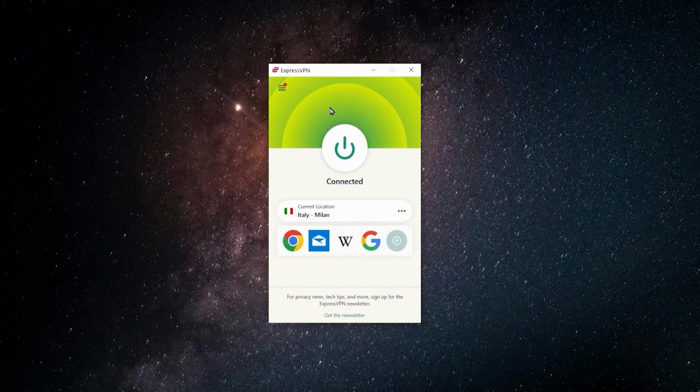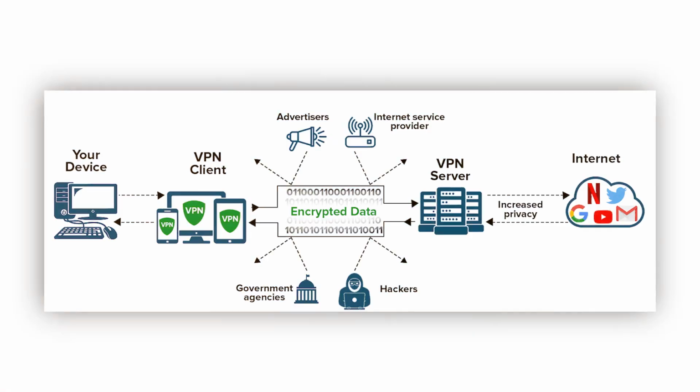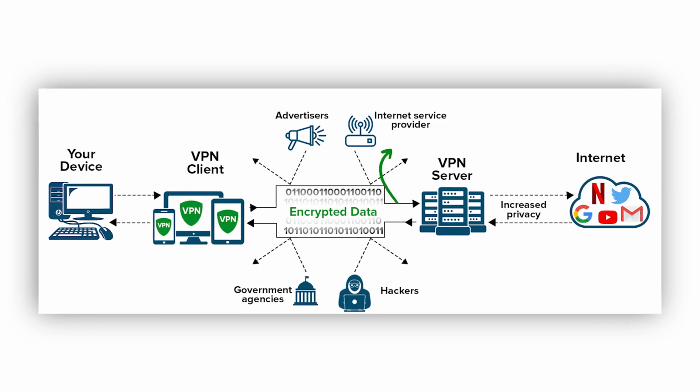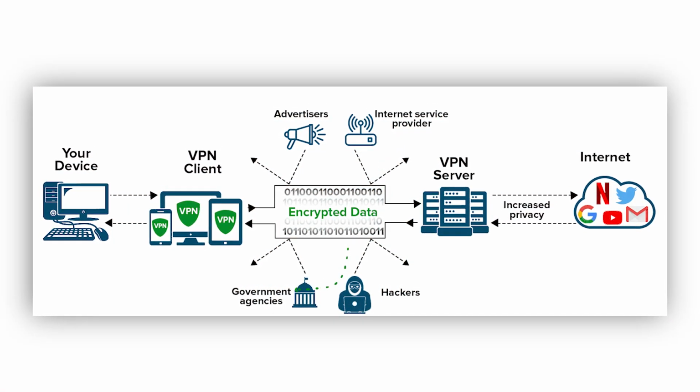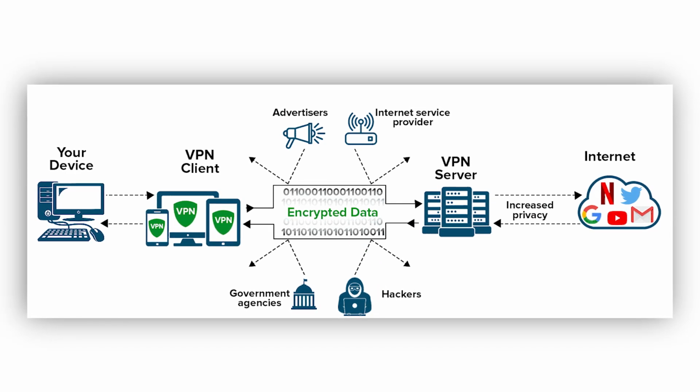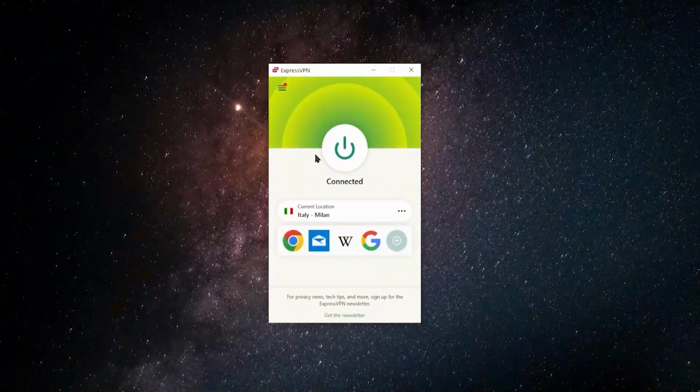Now, anything that we do over the internet is going to be protected by ExpressVPN. People won't be able to access that information or see what's going on. Even our internet service provider won't be able to see what we're doing because everything is being sent through Italy. Also, any website that we visit will now think that we are in Italy itself.